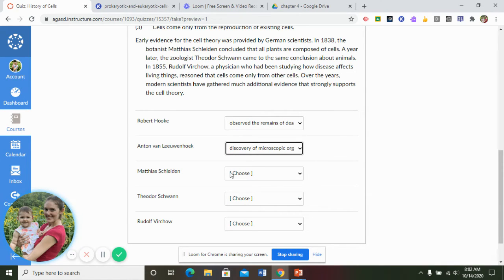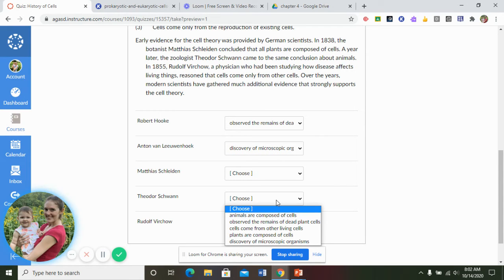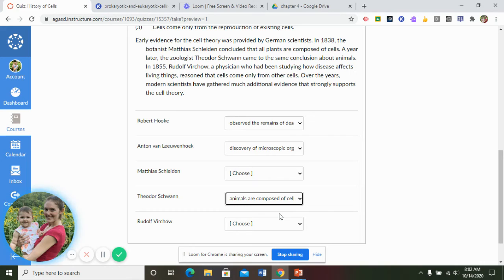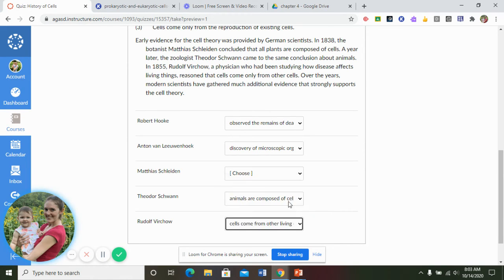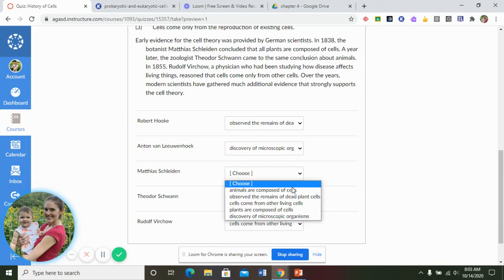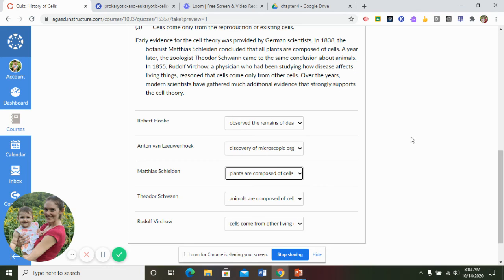Let's see, I'm going to skip Matthias Schleiden. Theodor Schwann, he was the animal guy because Schwann sounds like swan. I wish that they took those answers out after I picked one. Virchow. Cells come from other living cells, and so we only have one left. We used that one, we used that one. He did the plants one.